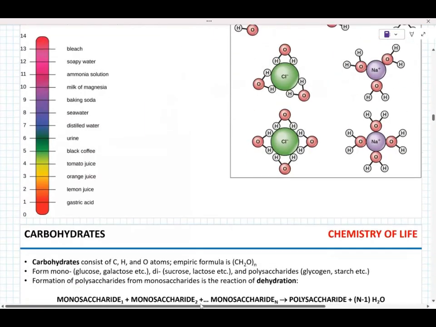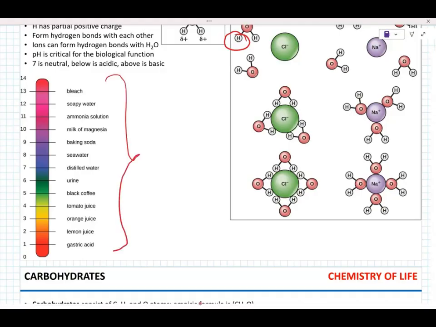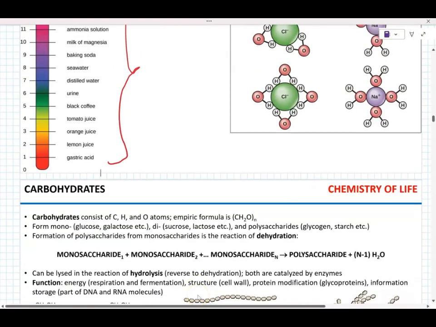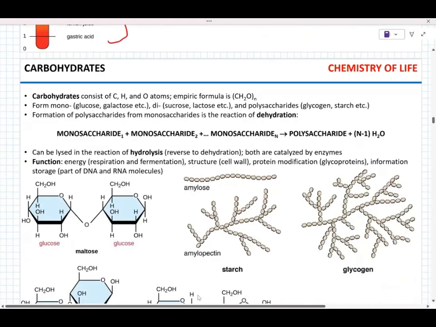And understand the whole pH scale. Do not memorize this. 7 is neutral, above 7 is basic, below 7 is acidic. If you increase acidity, pH falls. If you increase alkalinity, pH rises. Good? Any questions? All right.